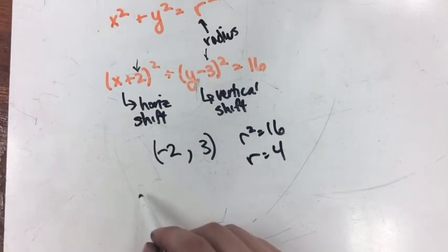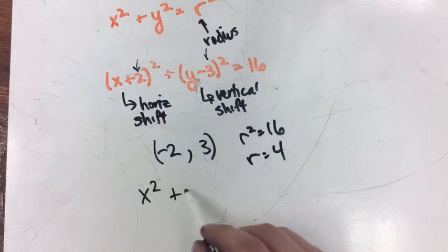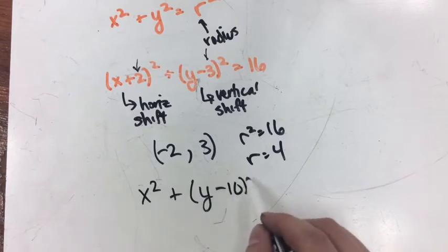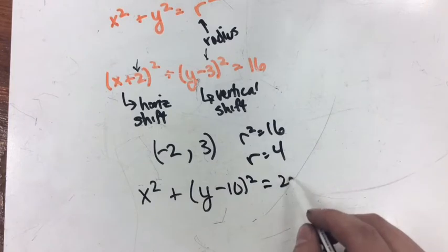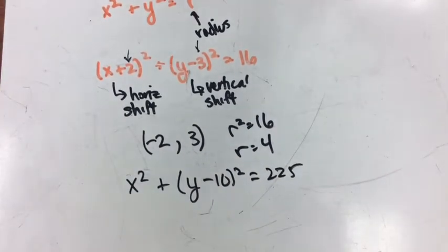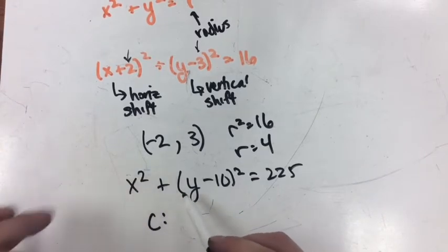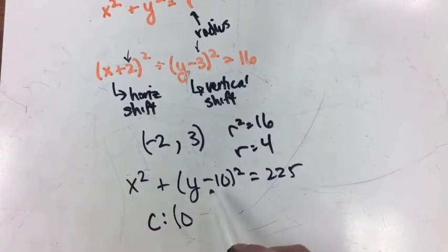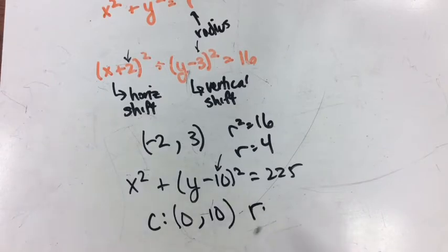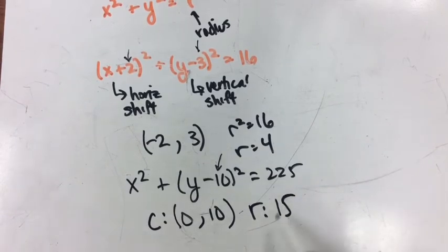Okay, we can try another one. Maybe we'll have something like x squared plus y minus 10 squared equals, oh, I don't know, 225. Something like that. So you'll be asked, where's the center of the circle? Well, there's no shift on the x, so 0. And then opposite of this number, so a shift of 10 up. What's the radius? 225 is 15 squared, I think. So the radius would be 15. Okay, this is how the shift applies to this equation.